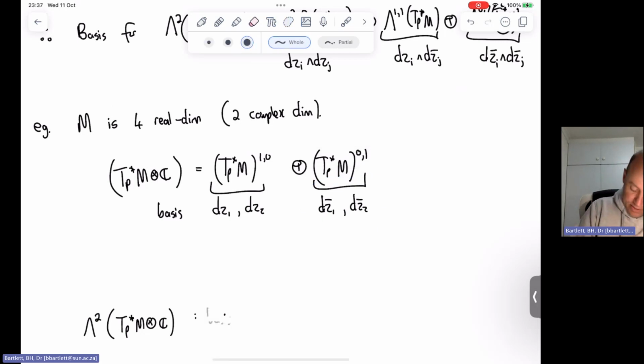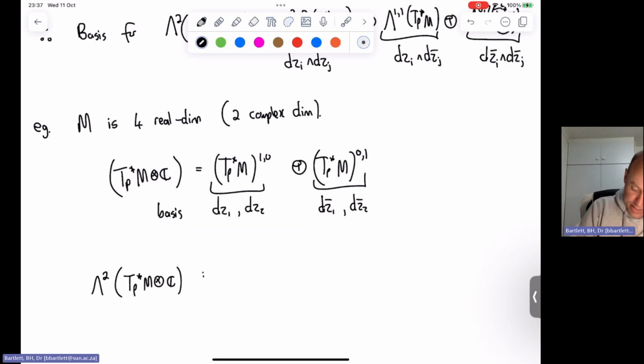Okay. So similarly, let's talk about the second exterior power. It's going to split up as the 2,0 sector.